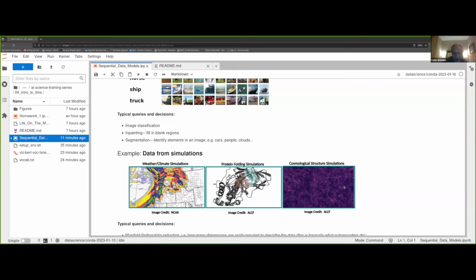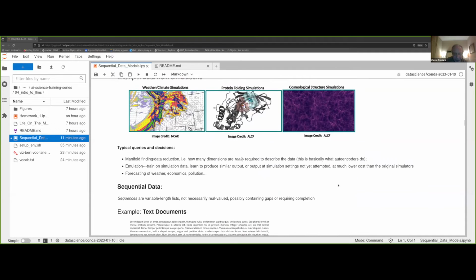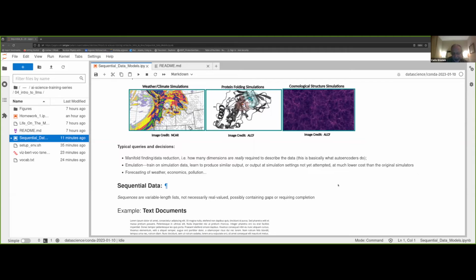And for this kind of data, the kind of typical queries and decisions you might ask, Corey, if you could scroll down just a wee bit, please. So manifold finding is fundamental to this. You have this high dimensional space, but the data doesn't fill the space. The data is confined to some sub-region, usually a lower dimensional sub-region of the space. And that's important for dimensional reduction. You might want to know how many dimensions are really needed to describe this data, rather than the millions or hundreds of millions that were actually written to disk, okay?